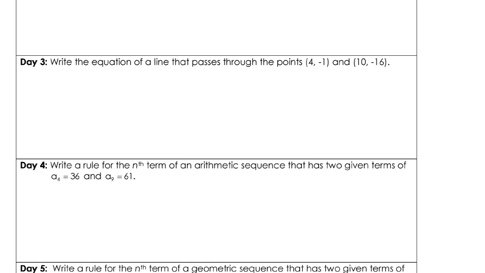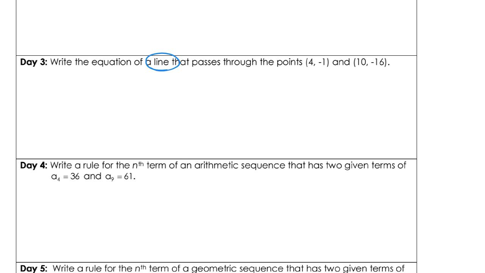All right, guys, we're on day 3, and this is the warm-up for day 3. It says, write the equation of a line that passes through the points (4, -1) and (10, -16). And you might be saying, why are we doing some geometry? Because in geometry or in Algebra 1, we wrote equations of lines, and this unit has nothing to do with the equations of lines. But remember, arithmetic sequences model linear functions.